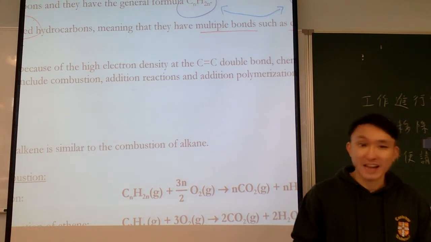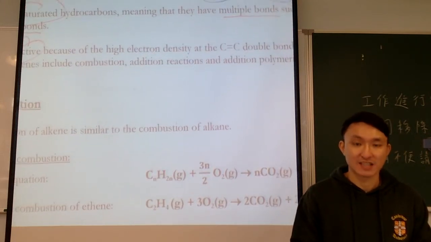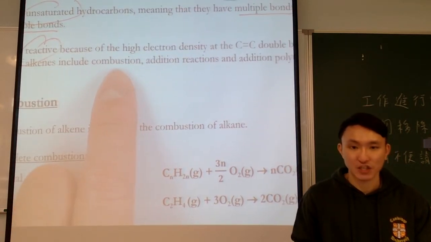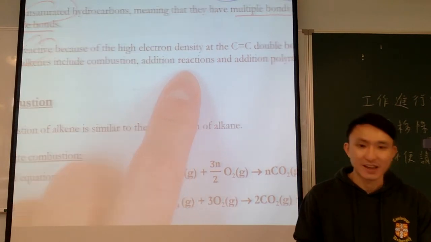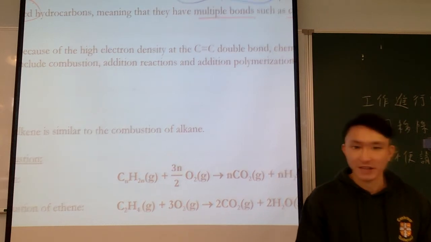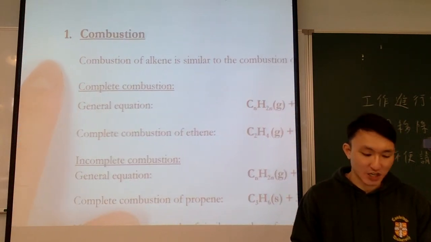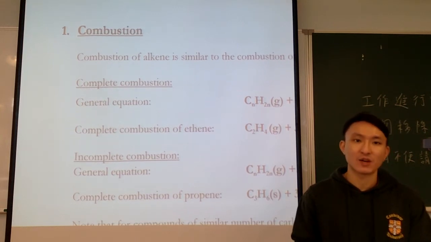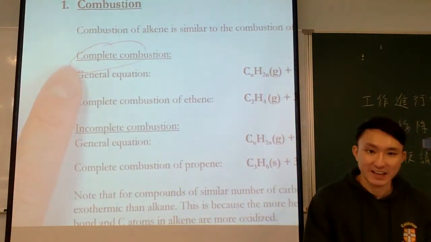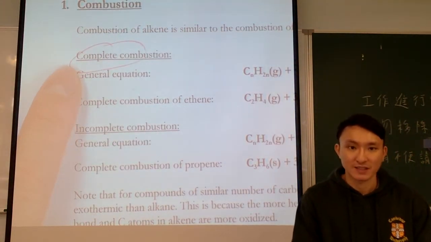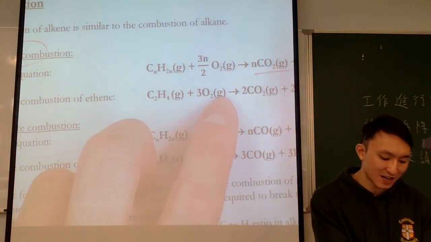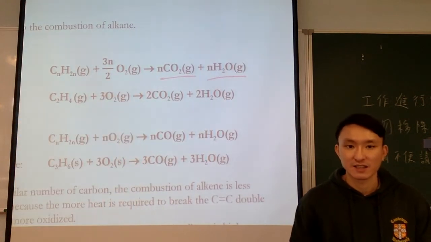So what kind of reactions do alkenes usually undergo? We can have three reactions. First of all is combustion, and then we have addition reaction, and also addition polymerization. We will break it down for you one by one in detail. Now the first one, combustion. Like alkane, alkene also undergoes combustion. If the oxygen availability is sufficient, it will undergo complete combustion, forming carbon dioxide and water as the major products.